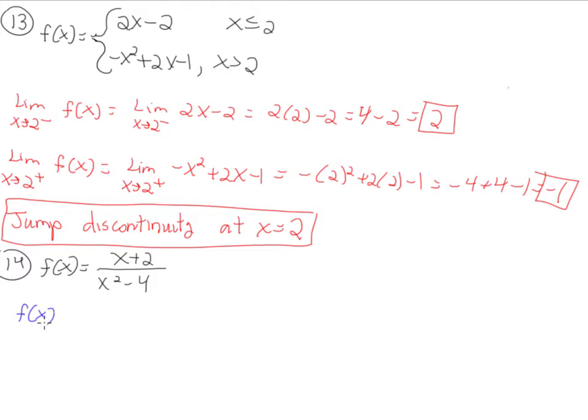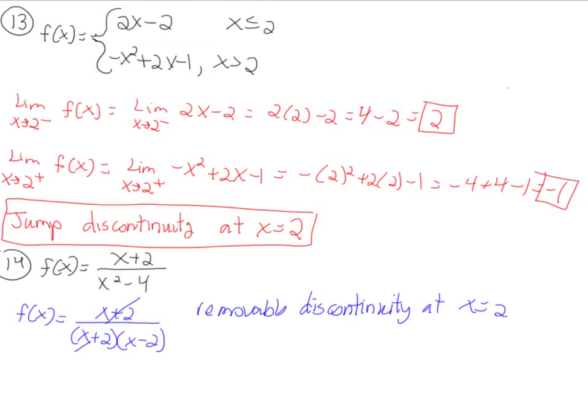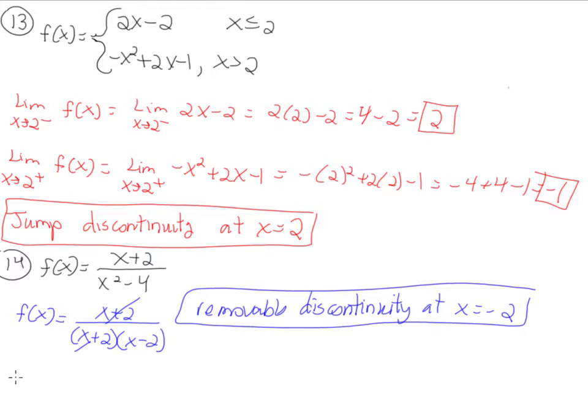Let's start by factoring the denominator with the difference of squares. This allows me to cancel out the x plus 2, which means I have a removable discontinuity at x equals negative 2. Then looking at my new fraction, I have 1 divided by x minus 2. So that means I have a vertical asymptote at 2, or I have an infinite discontinuity at x equals 2.